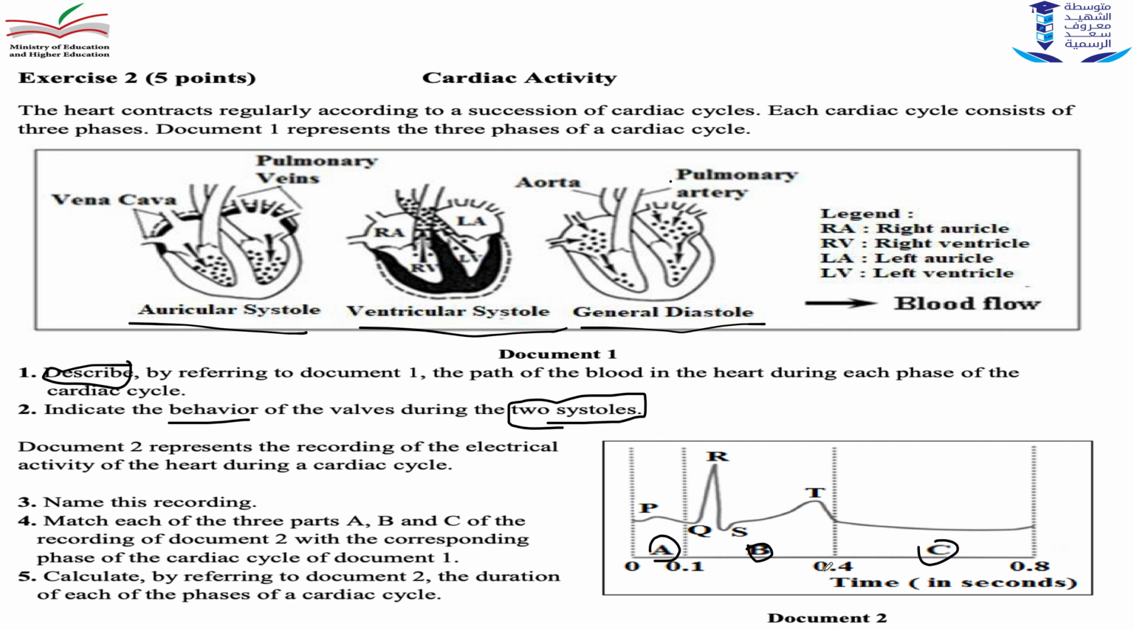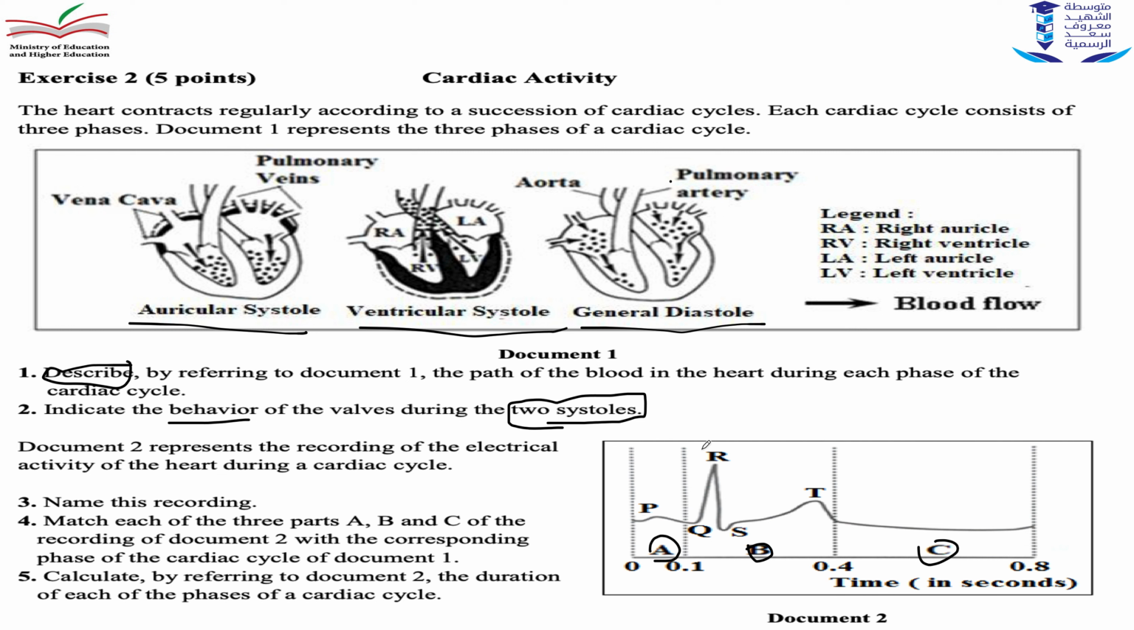0.1 for auricular systole, 0.3 corresponds to ventricular systole, and 0.4 corresponds to general diastole. Be careful and keep in mind that auricular systole is 0.1, ventricular systole is 0.4 minus 0.1 which is equal to 0.3, and general diastole is 0.8 minus 0.4 which is equal to 0.4, which represents the general diastole.